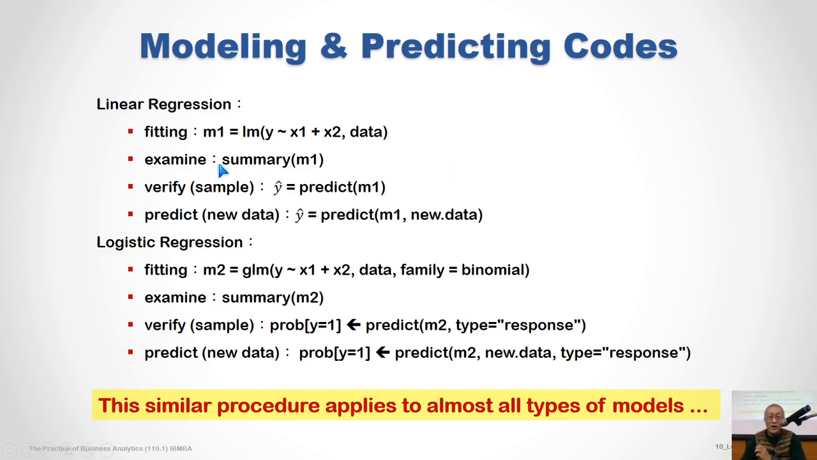Now, after we build the model, we want to examine the model, right? So we are using the function summary. The summary function is the same. This is M1, so it's a linear regression model. And M2 is actually a logistic regression model, right? But when you want to summarize them, you are calling the same function. Okay? Same function. In this function, you will see that for every x, there is a coefficient, okay?